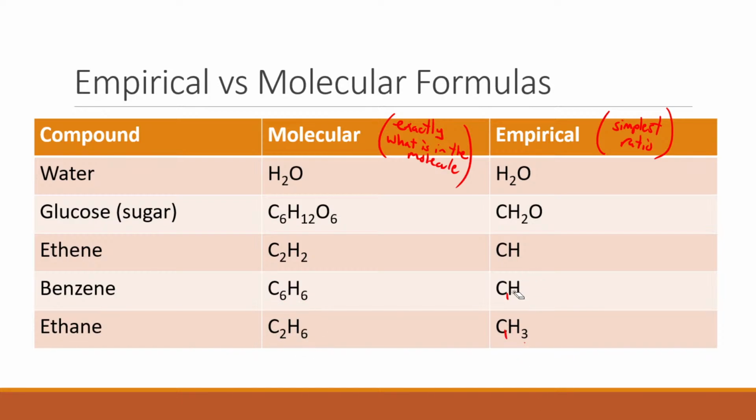But other times we're going to be asked to go backwards, to go from empirical formula to molecular formula. And that's where things get a little bit trickier, because as we can see here, one empirical formula can have multiple different molecular formulas. And so that's where some of that mole calculation and gram formula mass knowledge comes into play.